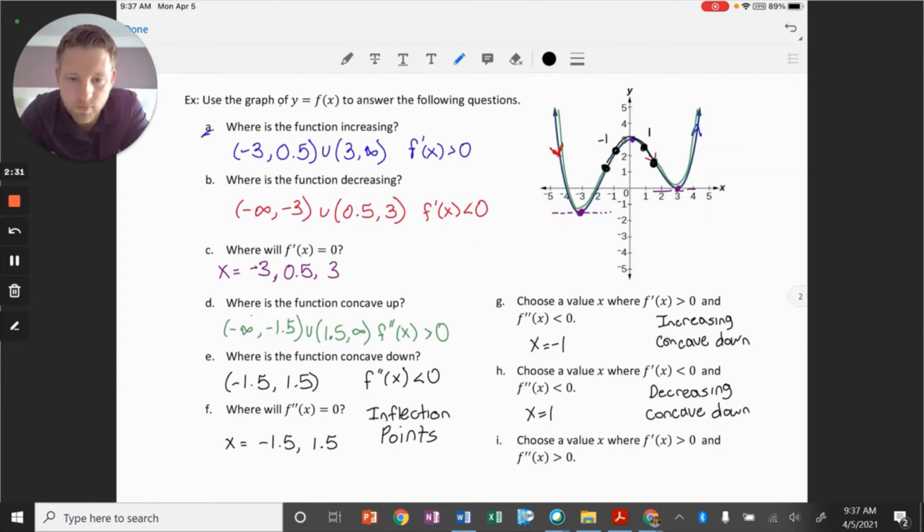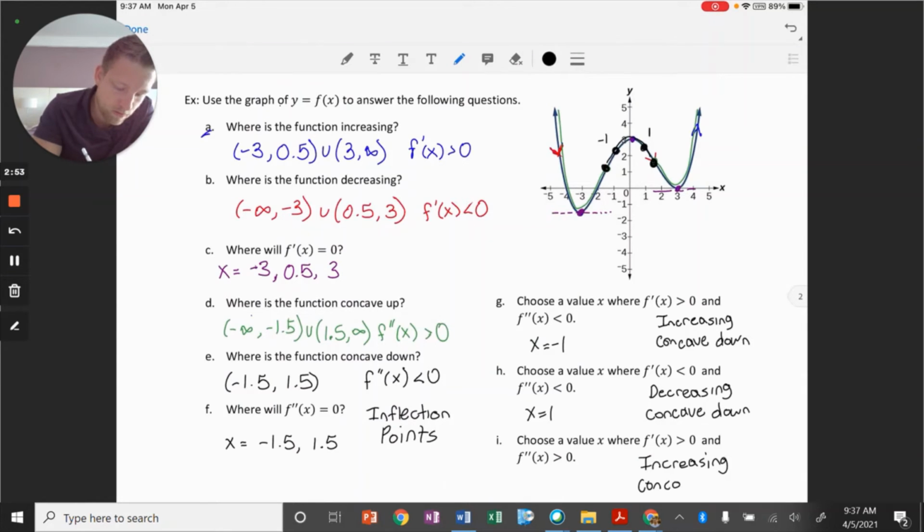The last one in part I, we want to choose a value x where f prime of x is greater than 0 and f double prime of x is greater than or equal to 0 as well. So this would say we are increasing and concave up. Increasing and concave up. So I want to choose a single point that would qualify for both of those characteristics.